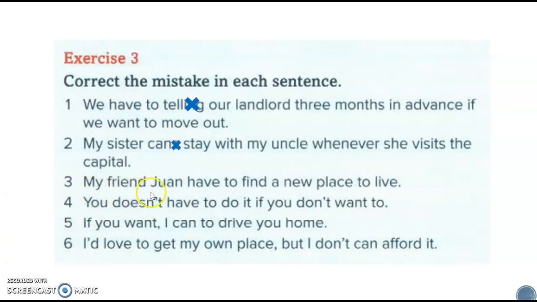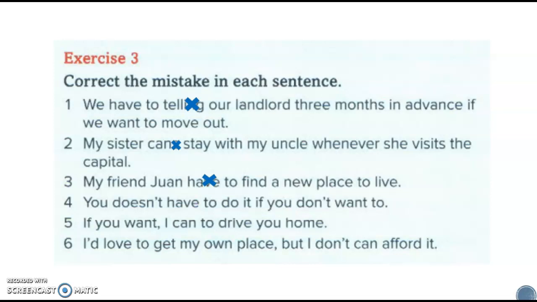My friend Juan have to find. Okay, remember, simple present tense. Affirmative sentence, third person singular. What happened there? An S at the end of the verb. In this case, the verb have changes into has. So my friend Juan has to find a new place to live.